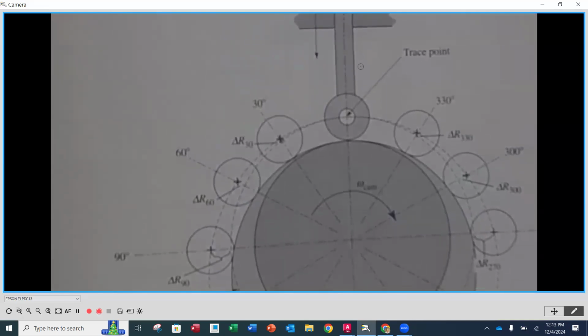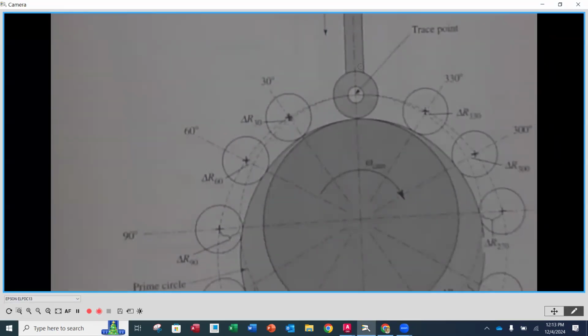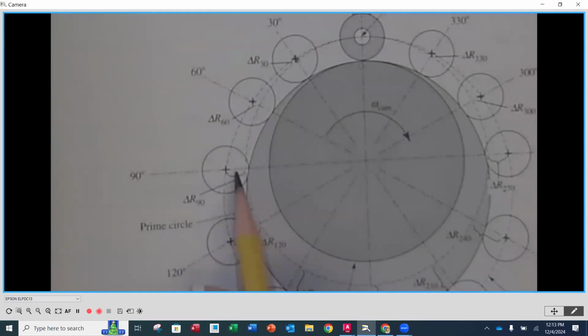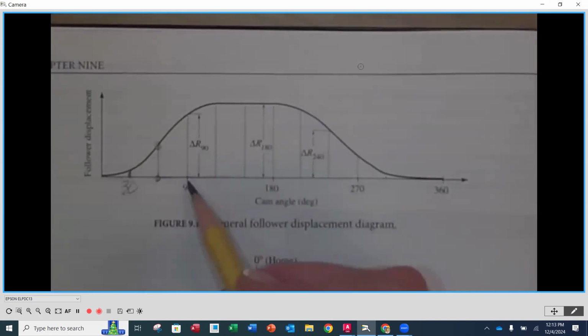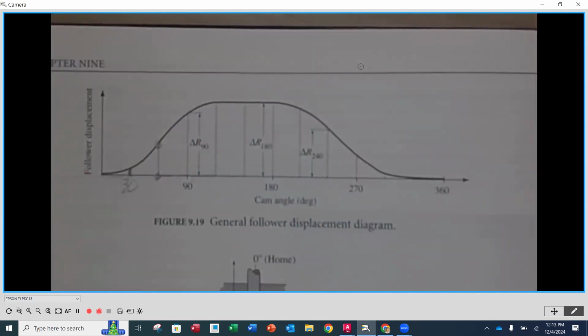And now when we construct the profile of our cam, those are the distances that we're going to use at the corresponding angles. So now if we go to 90 degrees, notice that distance there along that line. We would then measure this distance from here to here, and then we would translate that over. And we go all the way around that circle.